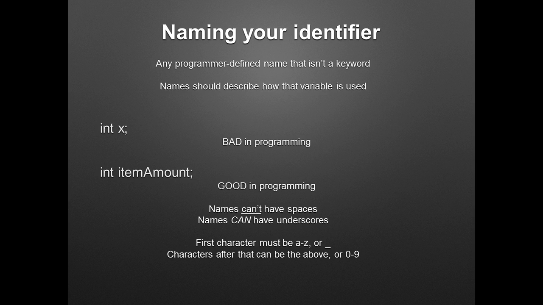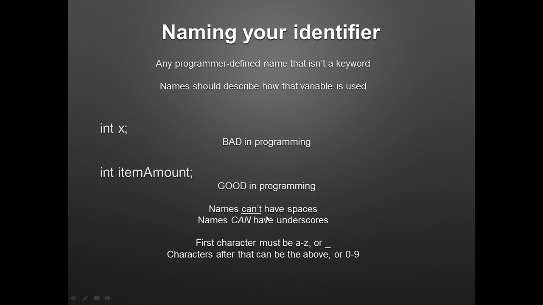Instead, if X is supposed to represent the item amount, call it itemAmount. That's a much better name for it. It should always start with a lowercase for these types of variables that we're going to be implementing. That's just going to be the standardized form here. It starts with a lowercase, and then any subsequent word, so word 1 is item, word 2 should begin with an uppercase.